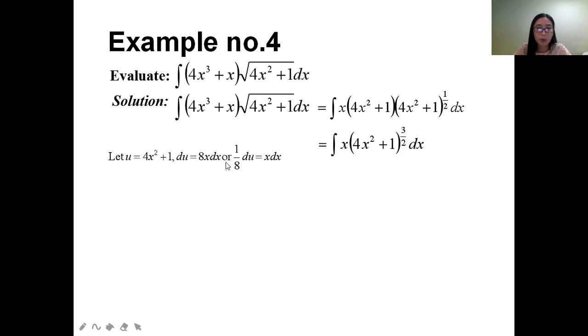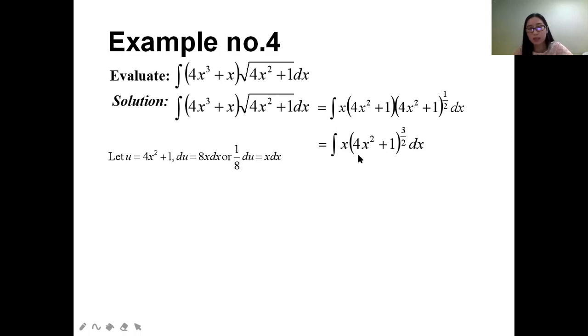Or kung i-rewrite na sad nato ni siya, ang nabilin kay dx ra man og si x dx. So we have to find a value of du nga maparehas niya na siya x dx. So ang atong du kay equal to 8x dx man, so i-reciprocate nato si 1/8. So we have 1/8 du is equal to x dx.